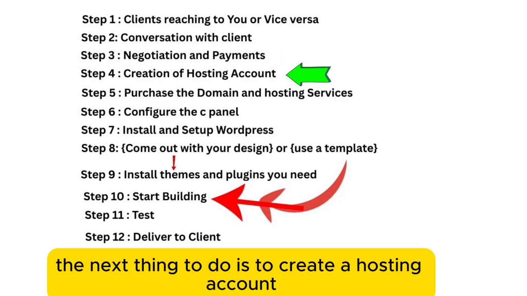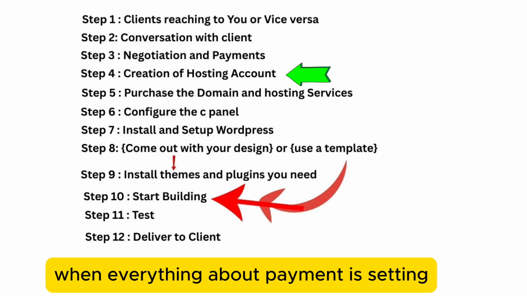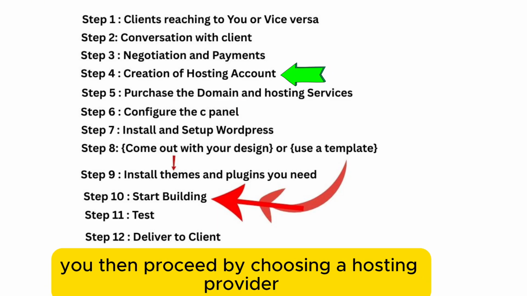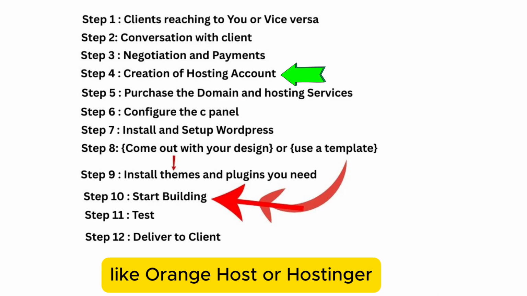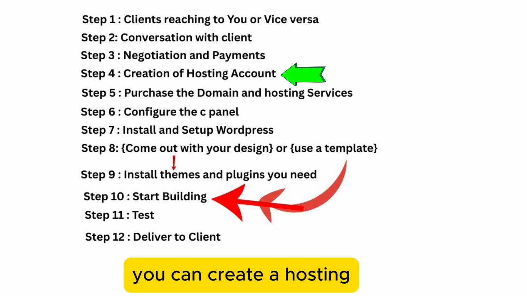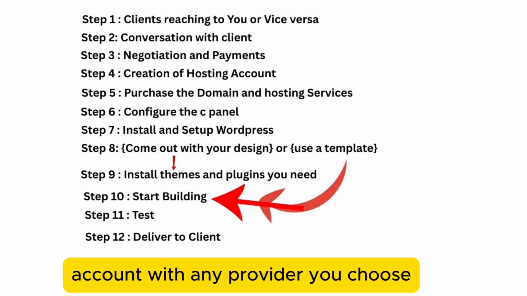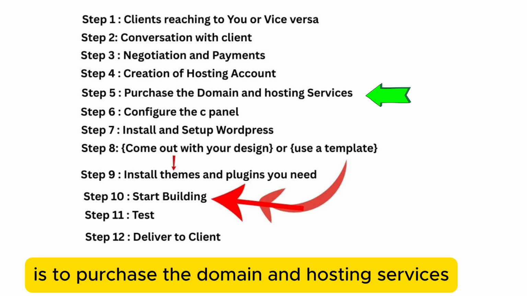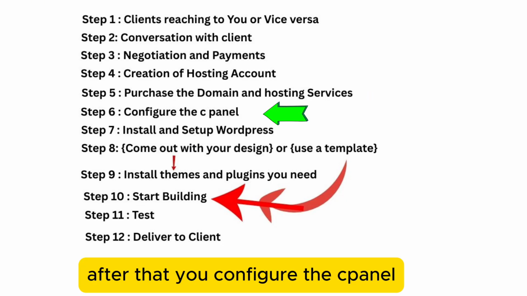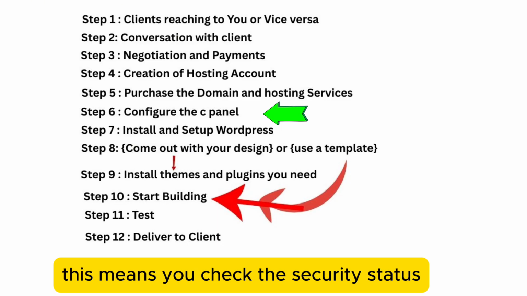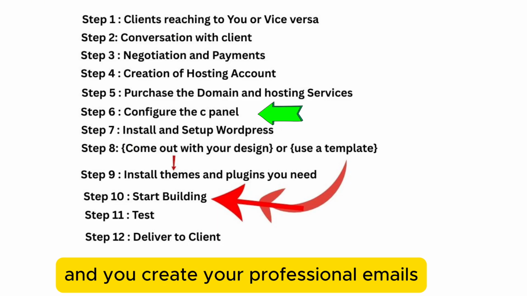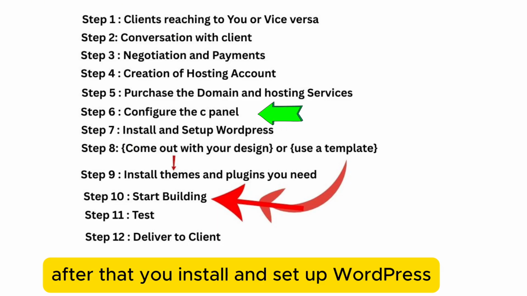The next thing to do is to create a hosting account. When everything about payment is certain, you then proceed by choosing a hosting provider like Orange Host or Hostinger. You can create a hosting account with any provider you choose. The next thing after this is to purchase the domain and hosting services. After that, you configure the cPanel. This means you check the security status and you create your professional emails. After that, you install and set up WordPress.